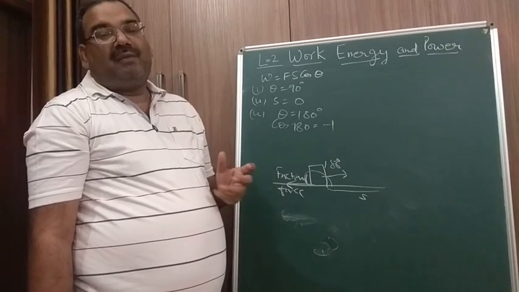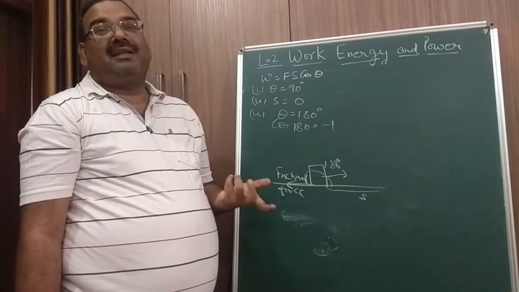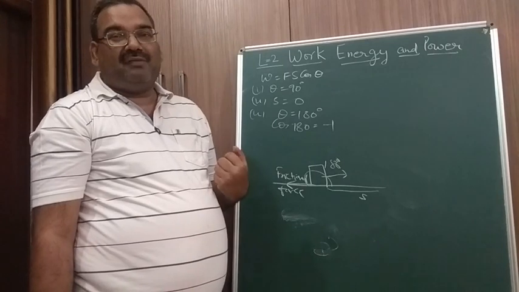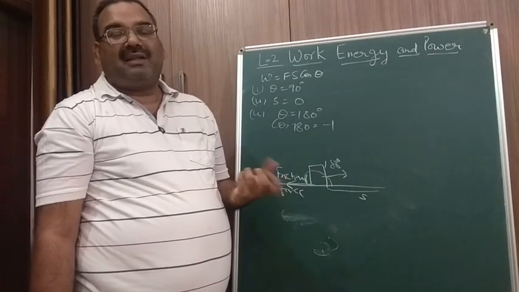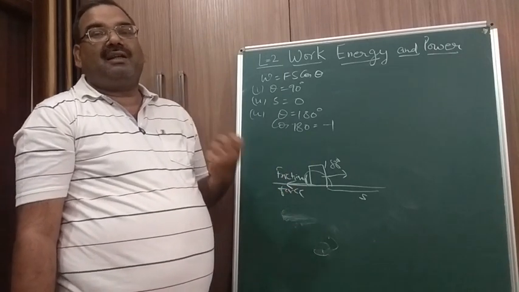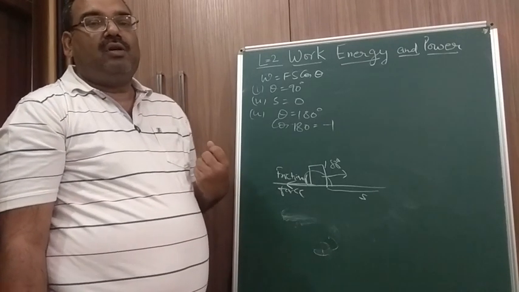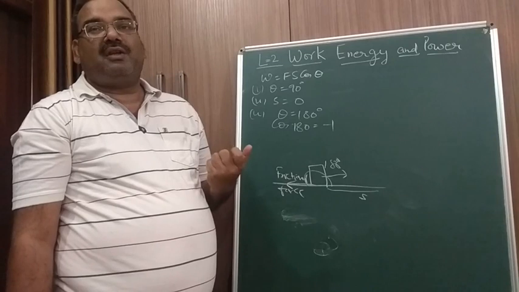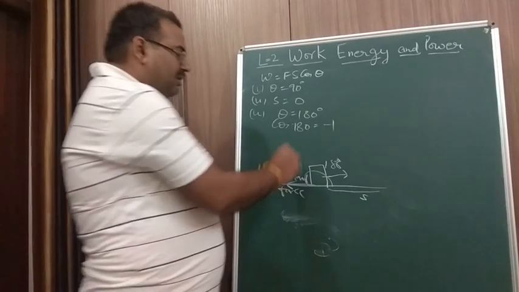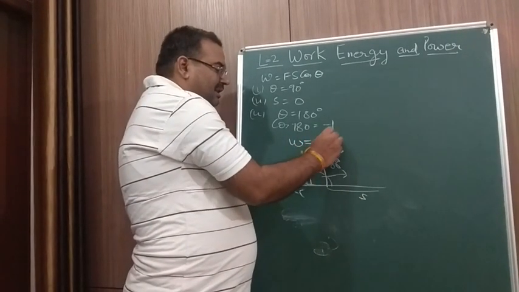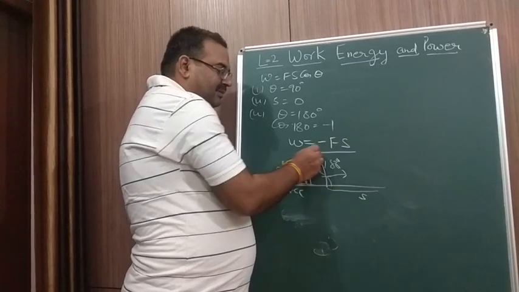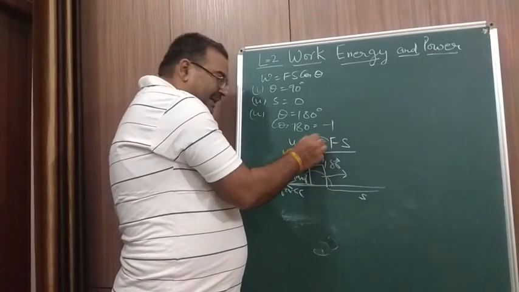Okay? आपने देखा होगा चलते चलते चप्पलें घिस जाती हैं. चप्पलें क्यों घिस जाती हैं? क्योंकि हम फ्रिक्शन के अगेंस्ट काम करते हैं. सड़क पर हम चलते हैं तो टायर के थ्रेडिंग्स घिस जाते हैं, टायर घिस जाते हैं क्योंकि वो काम कर रहे हैं अगेंस्ट द फ्रिक्शनल फोर्स. So work done is equal to minus Fs. Okay, minus means negative work.